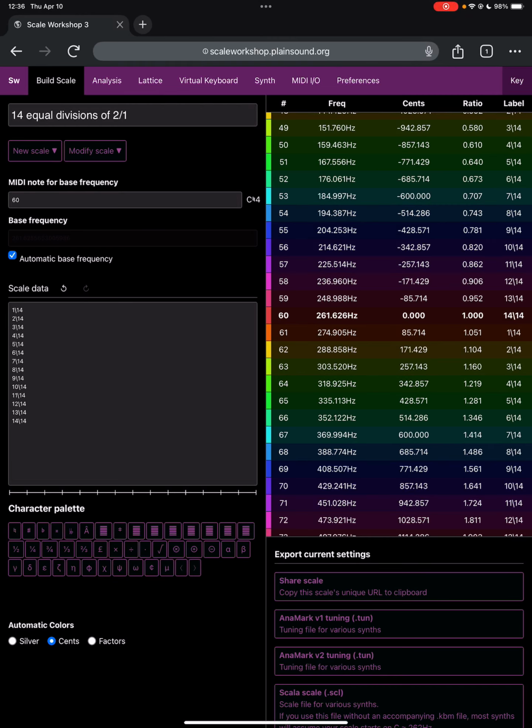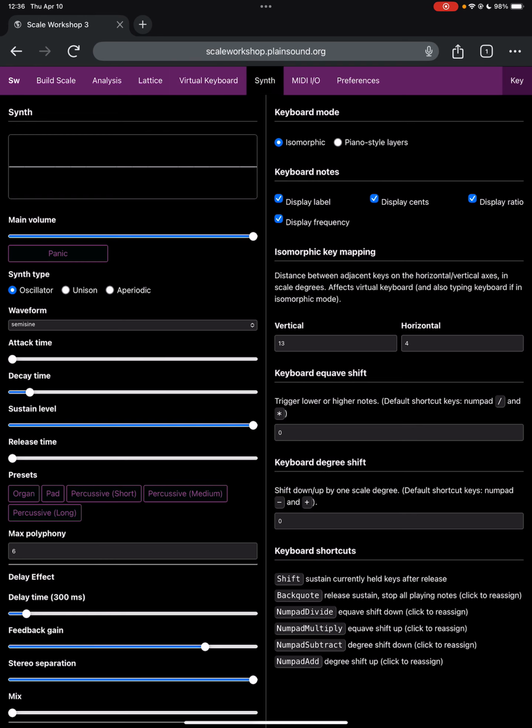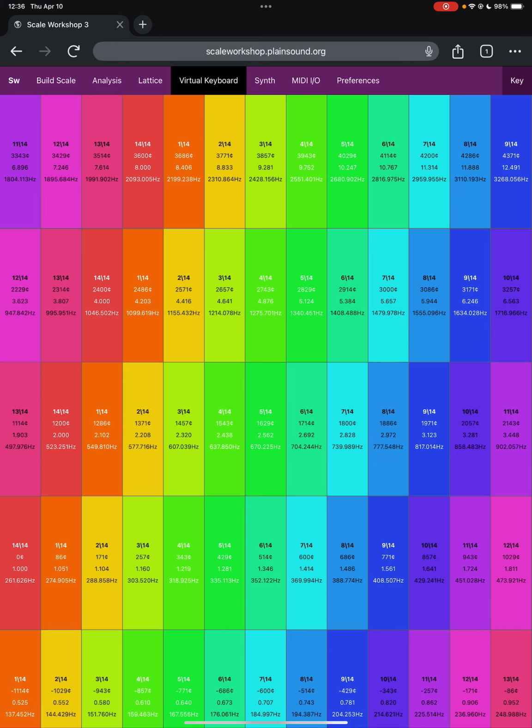Today I figured I would show you some harmony in 14 EDO, 14 tone equal temperament. Let me just adjust the synth here real quick so that I have the correct settings. So now I can see I have my 14 equal scale here. What I just played there is chromatic 14.